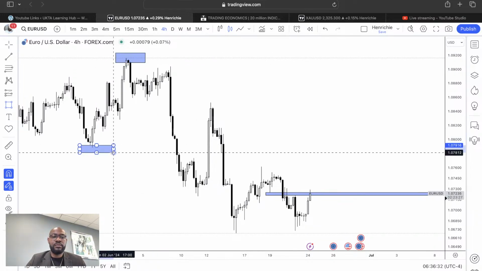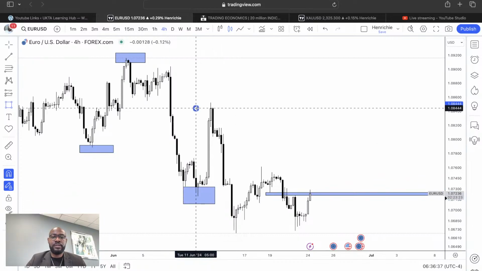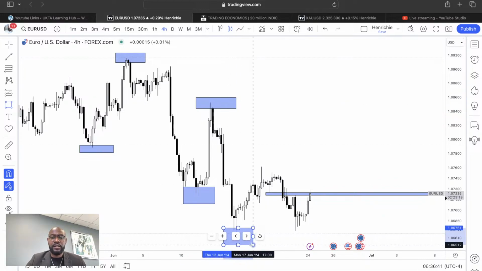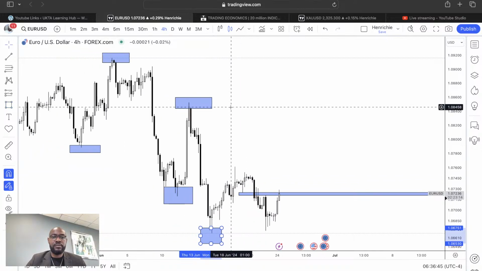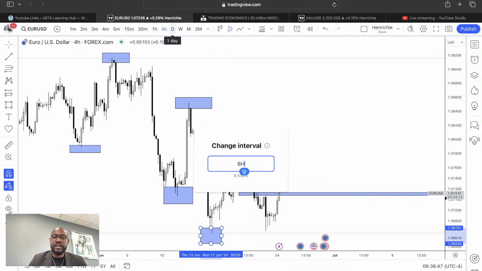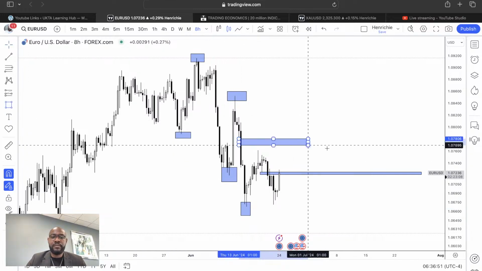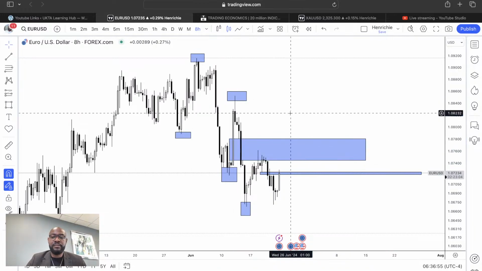created a low, created a lower low, a lower high, a lower low right here, and then we created this high. Now we'll go to 8-hour time frame. On the 8-hour time frame, you can see here we mitigated an inefficiency.